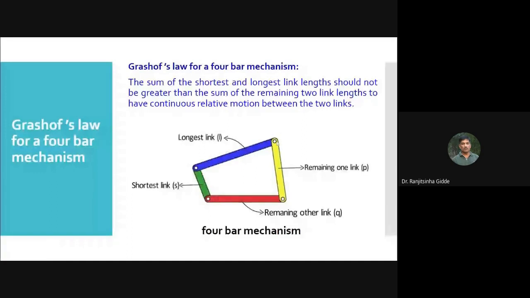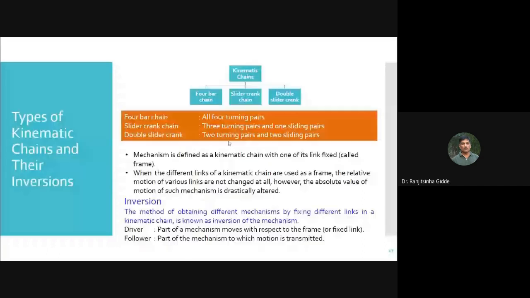So here there will be turning. This is one link, this is another link, there will be turning; link, link, there will be turning; this is link, this is link, there will be turning. So this is called a turning pair. And if there are 3 turning pairs and 1 sliding pair, then it is called a slider crank chain.